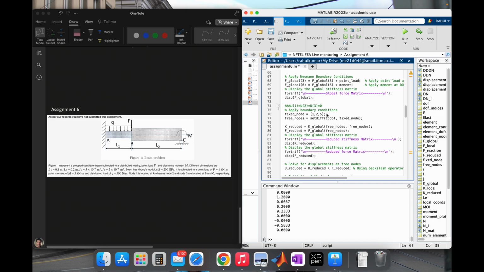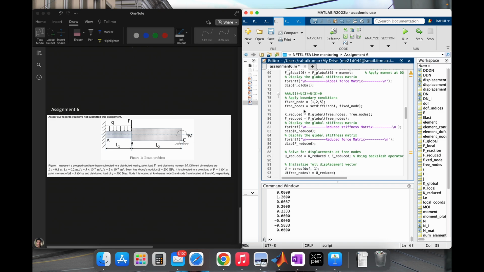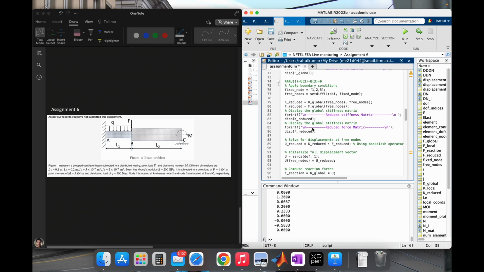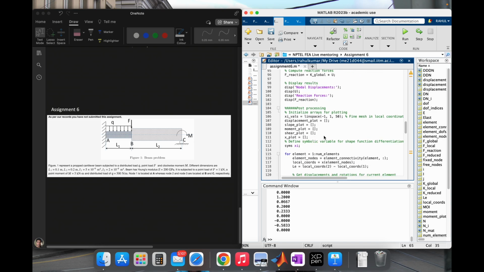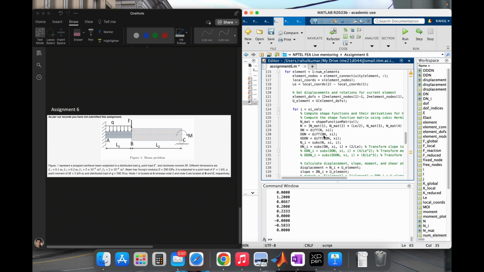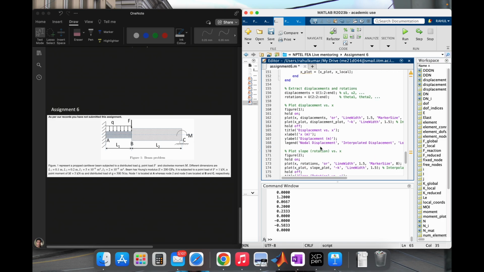Now, which are the fixed nodes? The fixed nodes are at point A, so that's why I have used 1, 2. And the fixed node is also at point C, so I have used 5, because the displacement boundary condition is 0 at node C, but the slope is non-zero, so that's why I have not used 6. This will separate the free nodes from the mesh we have used, and we will get K reduced and F reduced, and it will solve the problem. Then we will use post-processing. This part will not change, and whatever we got will remain the same.